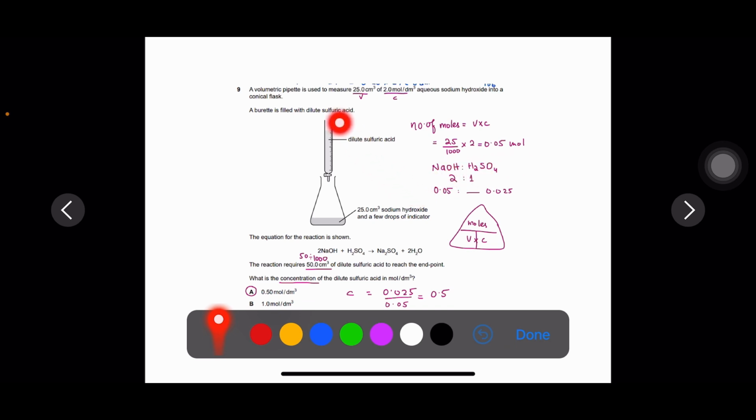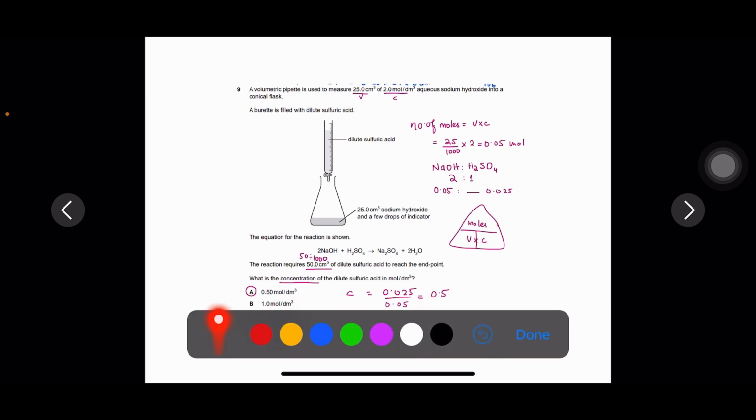Then we will check the ratio of sodium hydroxide and sulfuric acid. That's 2:1. It means 0.05 moles will make 0.025 moles, because 2 moles are making 1 mole, so we will halve them. And the question is asking about concentration of dilute sulfuric acid. We will find concentration by using the same equation, moles divided by volume. Moles we just worked out here. We will divide by the volume. Volume is given there, divide by 1000 to change it to cubic decimeters, and we will get the answer 0.50 mole per cubic decimeters concentration.